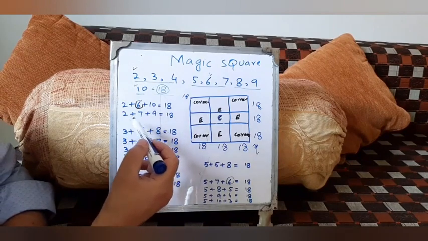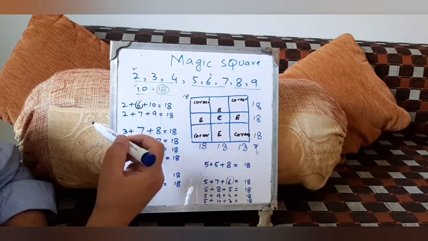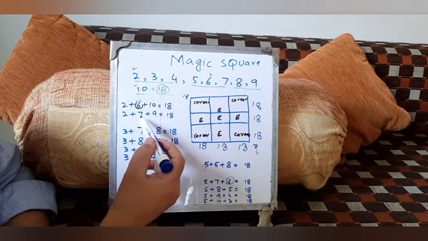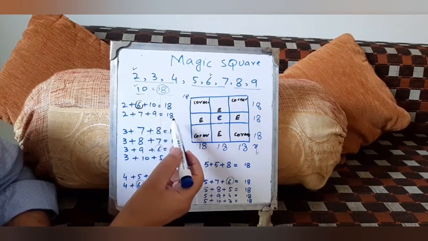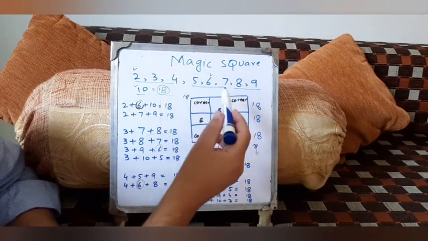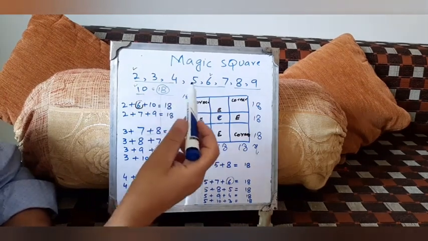Now try a different combination. You can add 7, and 7 plus 2 is 9. And 9 plus 9 would be 18. So in this way you can try different combinations.